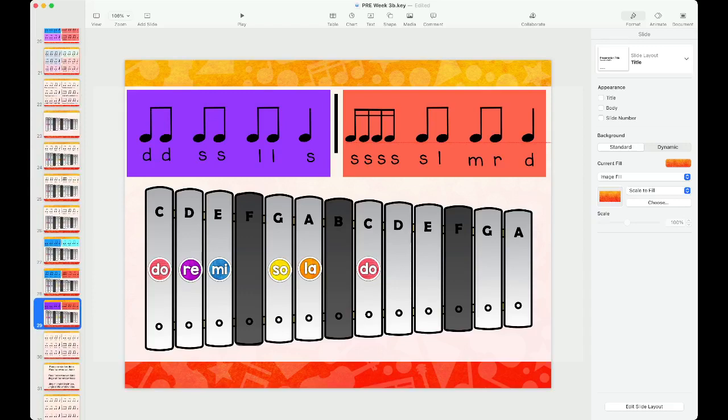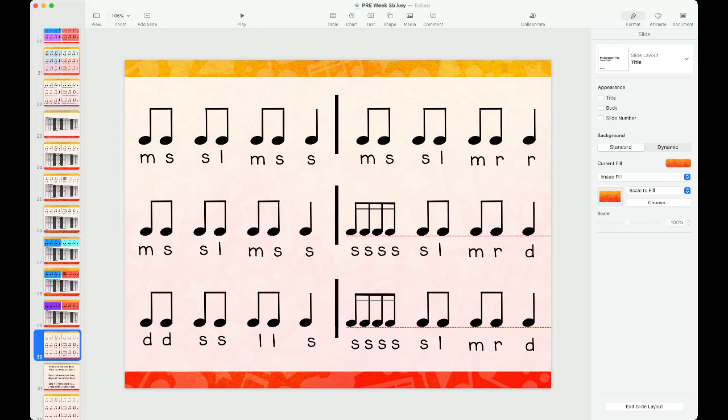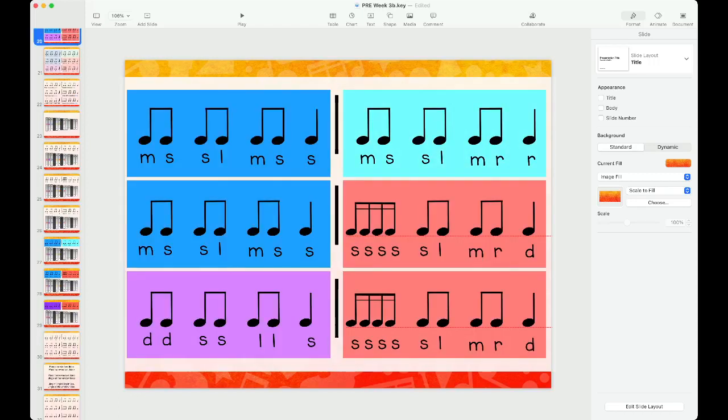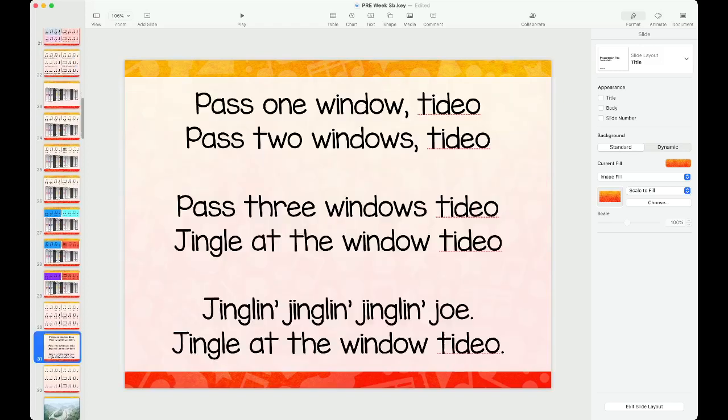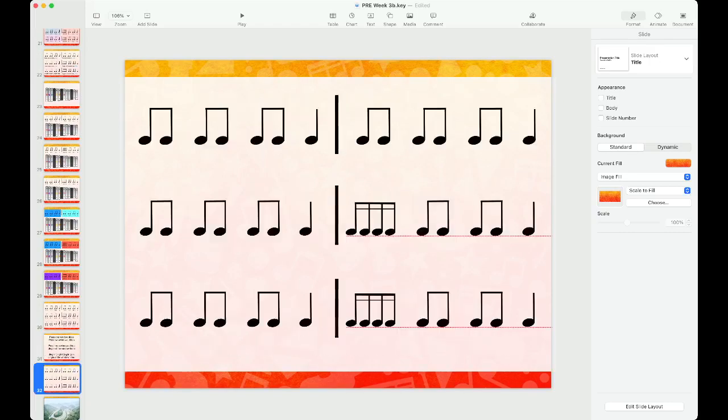And then maybe, once you think they've got it, you can transition to a full page with the solfege again. You could go back to the full page of solfege with those colorful boxes to help decode the song. You could go back to just the lyric slide. You could do just the rhythms. There are a lot of things that you could do if you wanted to help.